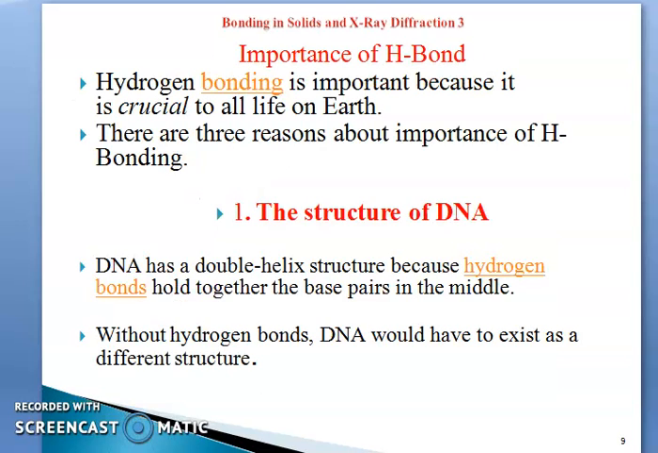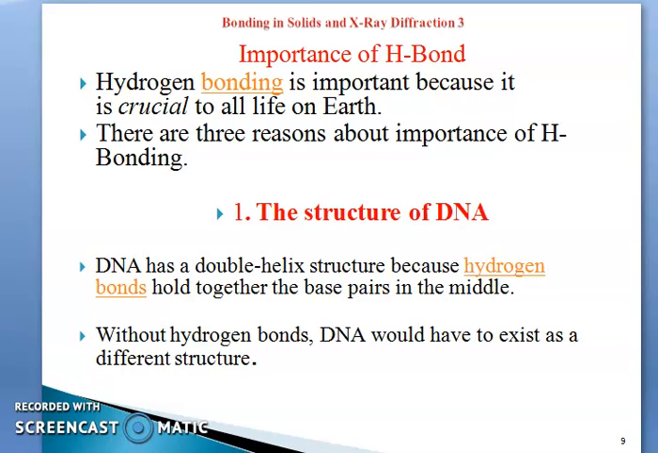Importance of hydrogen bond. See, there is a lot of importance of hydrogen bond in our day-to-day life. Hydrogen bonding is very important because it is crucial to all life on earth. Then you may ask how. There are three reasons about importance of hydrogen bonding.